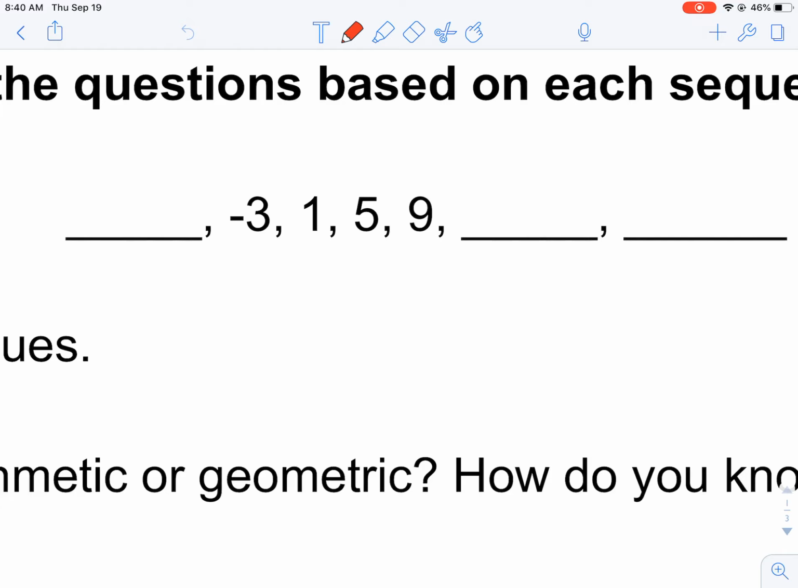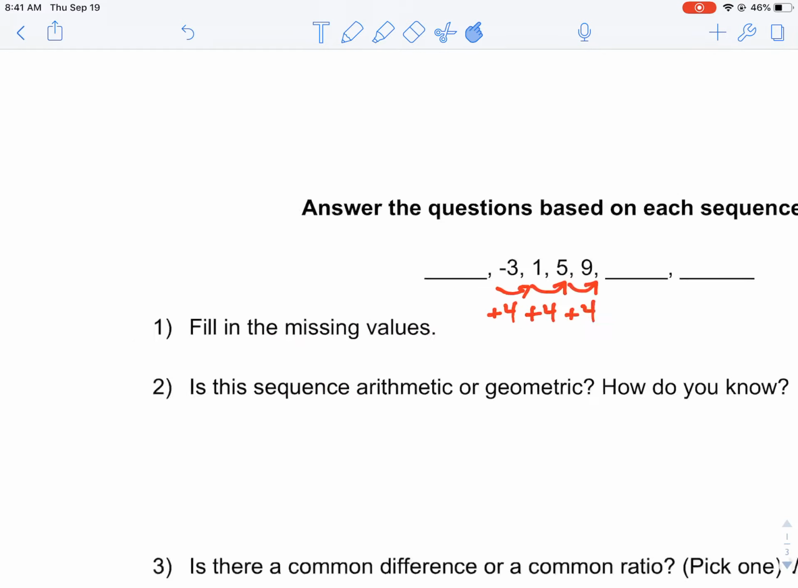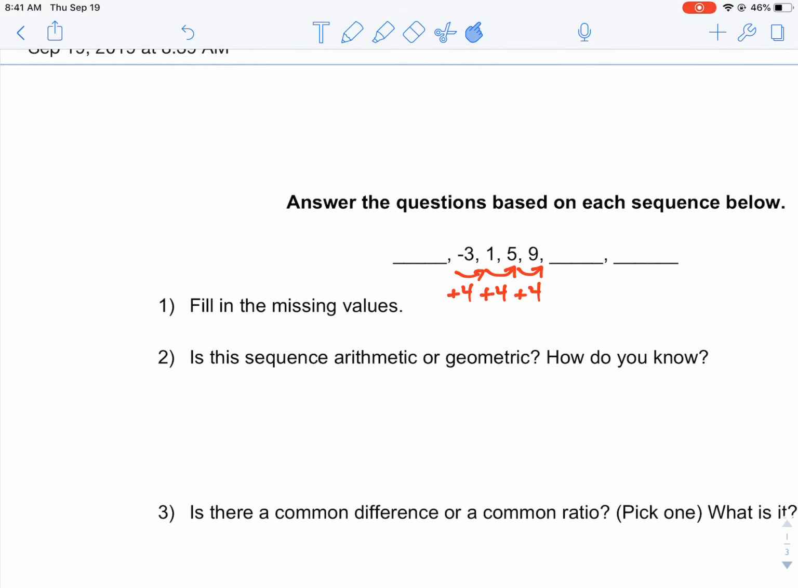Now, you might be looking at -3 to 1, say, and it looks kind of difficult. I'm not really good with negatives. That's fine. Let's take a look at 1 to 5 here. I can add 4. 5 to 9, I can add 4. Guess what? It's coming up twice. Looks like -3 plus 4 is 1. Double check it. Yep, that's plus 4. So now I know I have to just add 4 each time.